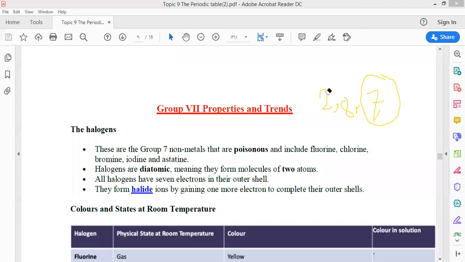So halogens have to gain one electron. They form halide ions by gaining one electron to complete their outer shell.